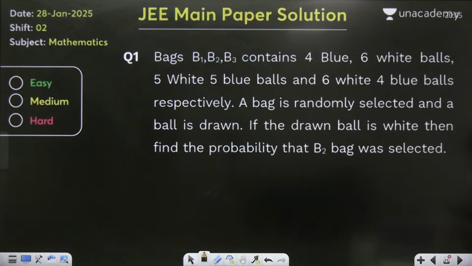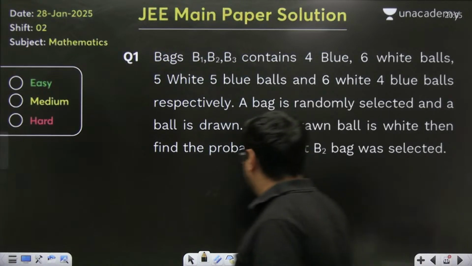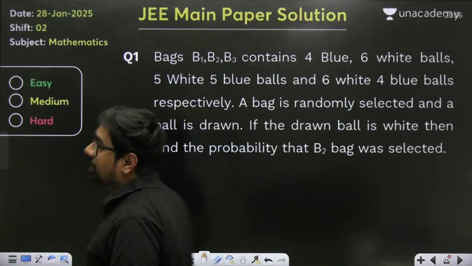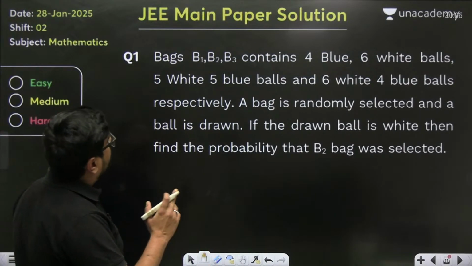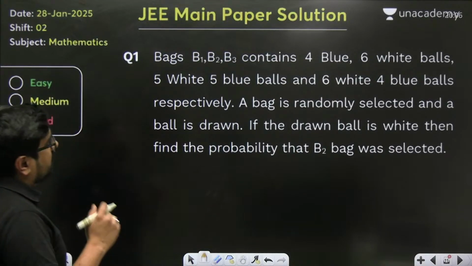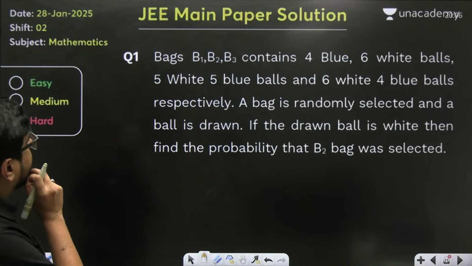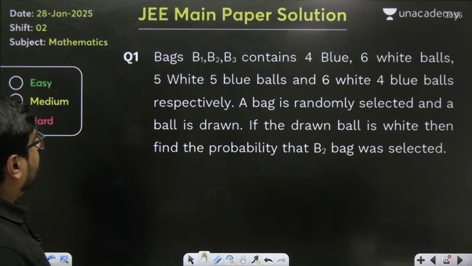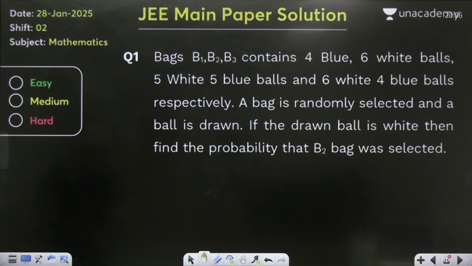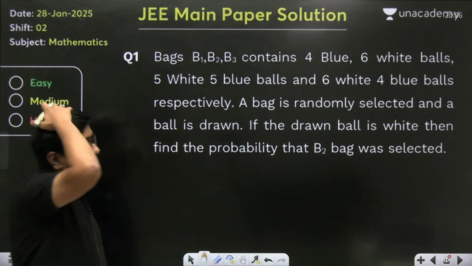Hello, I hope I'm clearly audible. So we have some questions of maths also with us over here. Let's get over with discussing them as well. So the very first question, from probability, that we are seeing over here. Bags B1, B2, B3 contain 4 blue and 6 white balls, 5 white and 5 blue balls, and 6 white and 4 blue balls. That's the data. A bag is randomly selected and a ball is drawn. If the drawn ball is white, then find the probability that the B2 bag was selected.